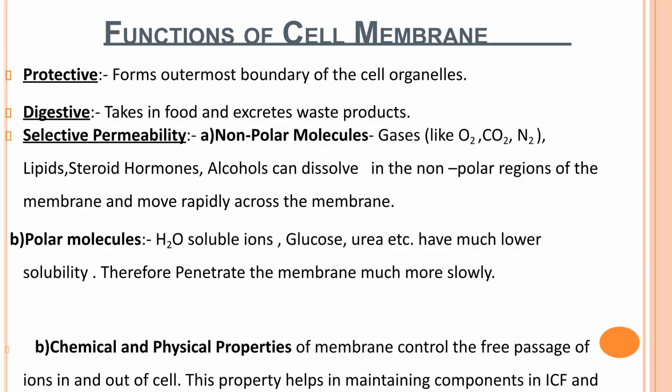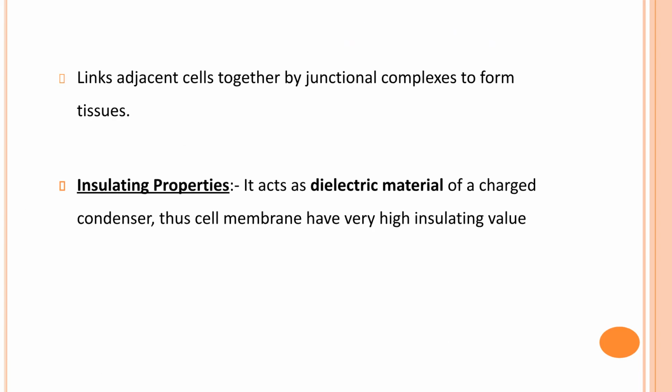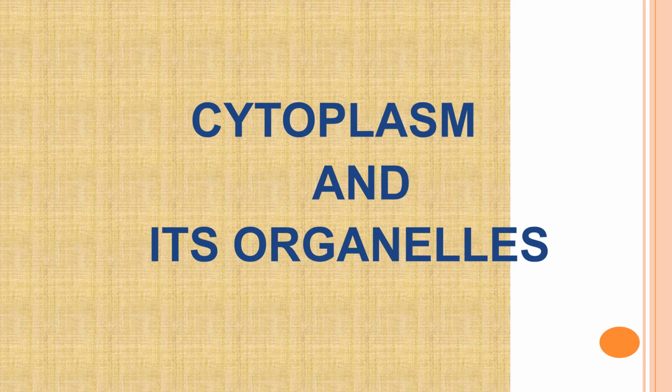The cell membrane also links adjacent cells together by junctional complexes to form tissues. Furthermore, it acts as a dielectric material, giving it a very high insulating value. The cytoplasm and its organelles are critical components of the cell. Cytoplasm is a thick, gel-like, semi-transparent fluid found in both plant and animal cells. It consists of the cytosol, cell organelles, and cytoplasmic inclusions bounded by the plasma membrane.